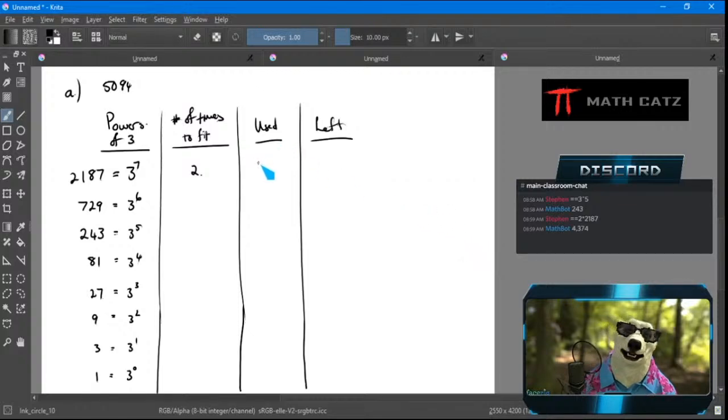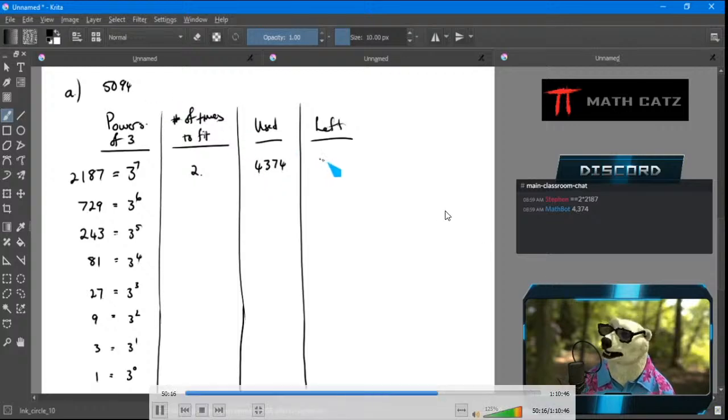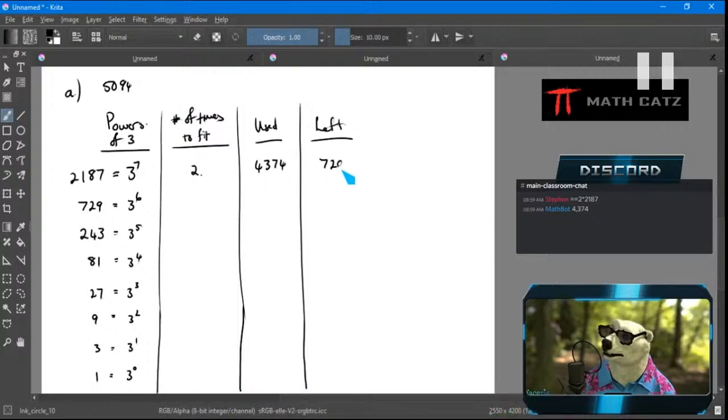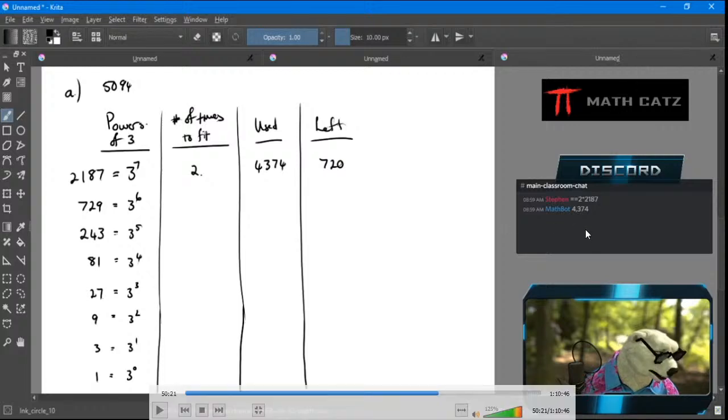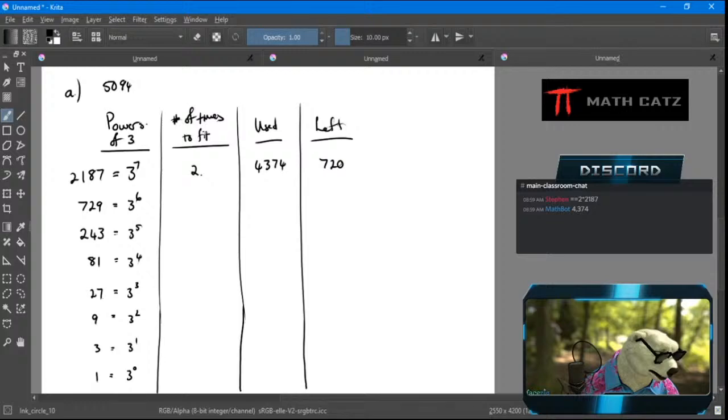And we've used 4,374. I have a little bit left. The arithmetic is actually very nice in this case, 720. But you don't have to. Yes, what's your question?